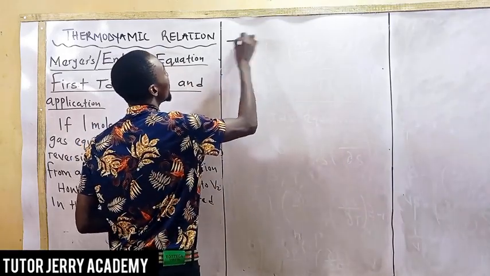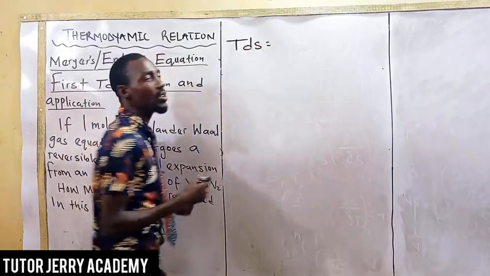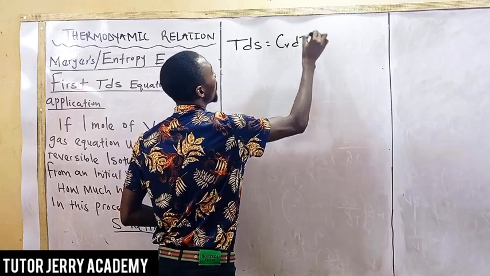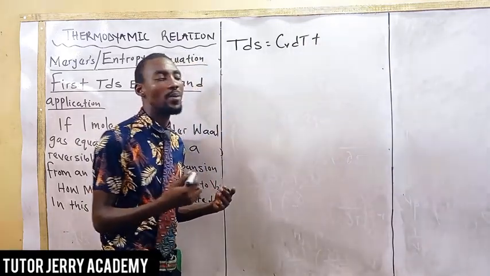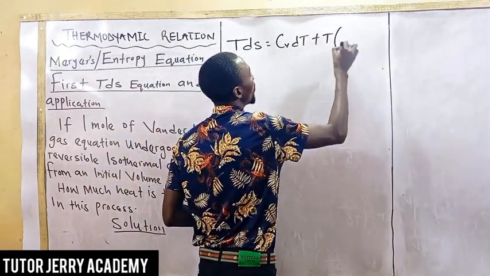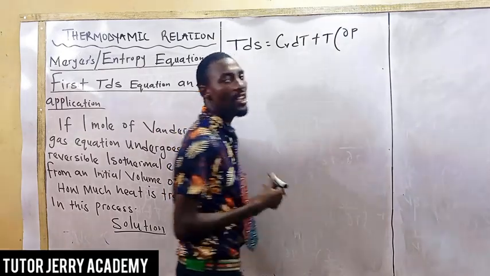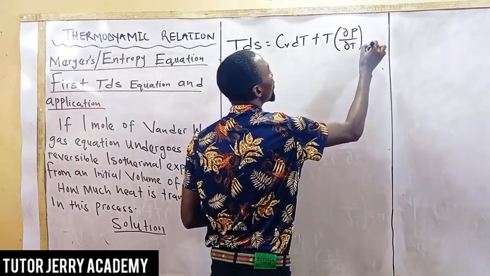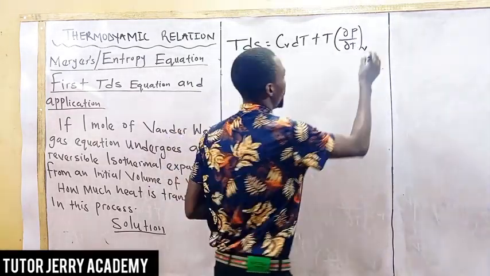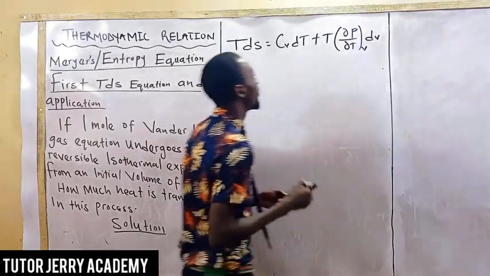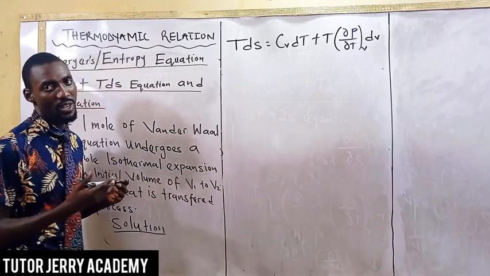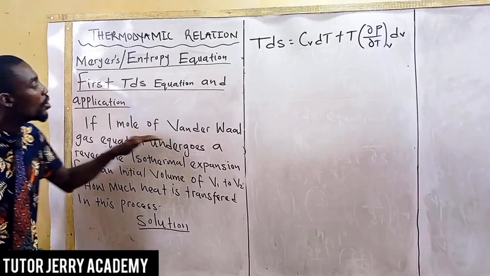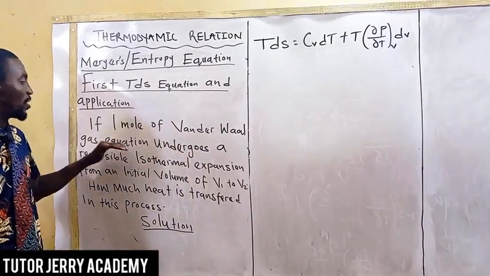We said that TDS is equal to CV dT plus T times the partial derivative of P with respect to T, keeping V constant, dV. All right, so this is what we derived. Now we are told that we have 1 mole of a van der Waals gas.